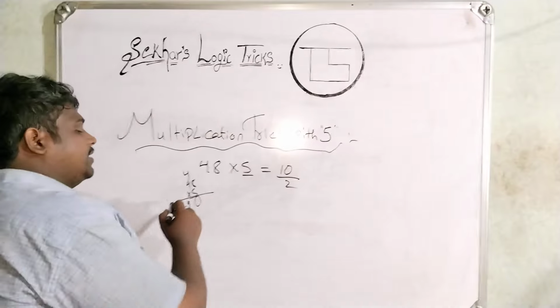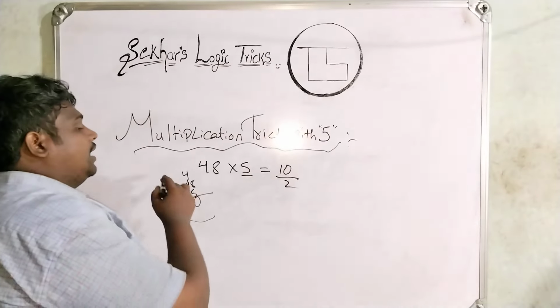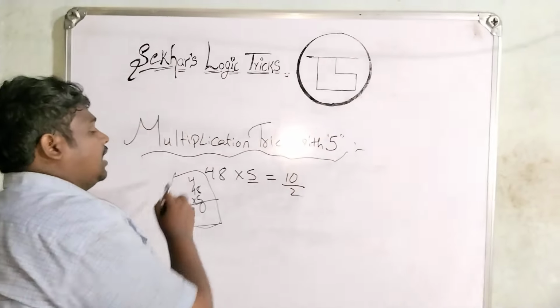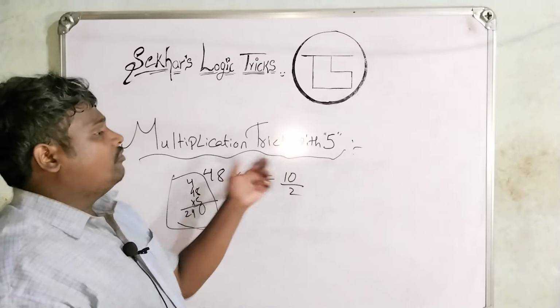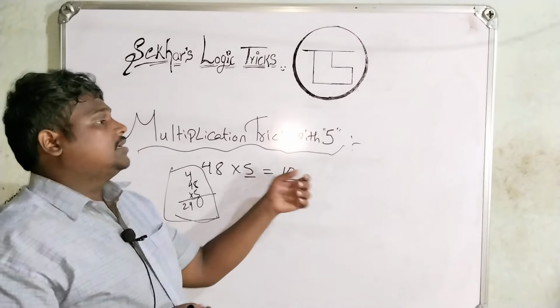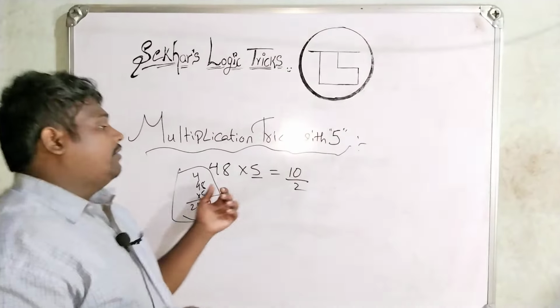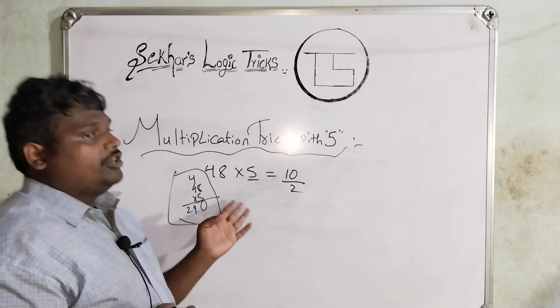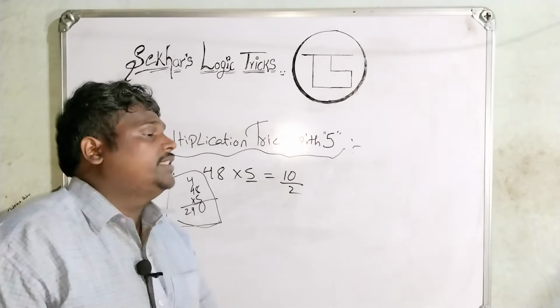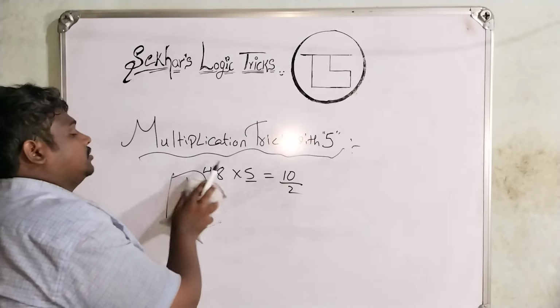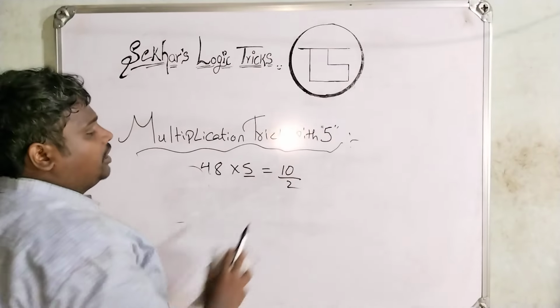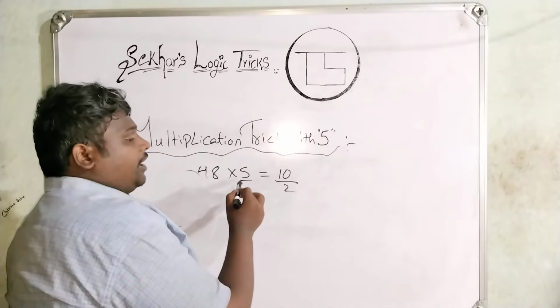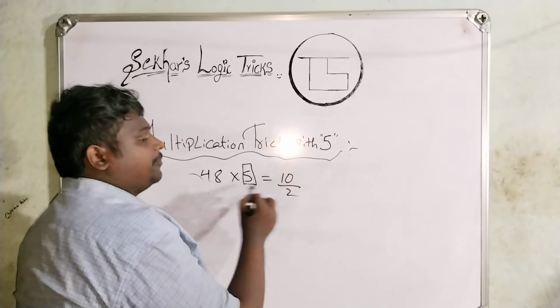By doing it the general way, we get this many steps. But in this video we have an interesting trick. Please watch the full video to get the trick easily. First, we have to find out that 5 is nothing but 10 by 2.